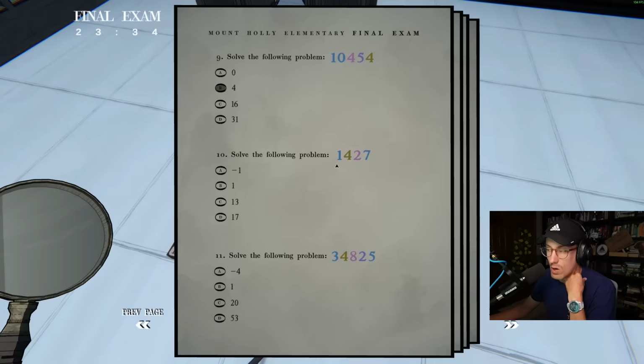Okay, so 1, -3, -6, plus 7 is 1. Solve the following problem. 3 minus 1 minus 8. So -8 divided by 2 is -4. Plus 5 is 1.